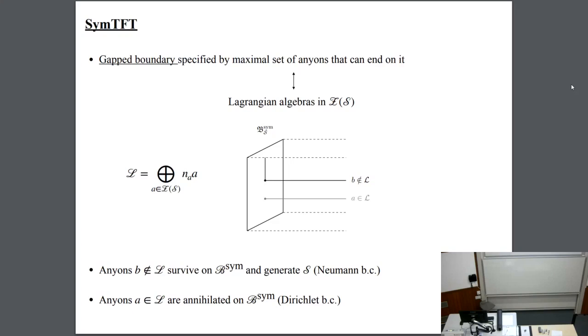They become trivial. One can think of it as imposing a Dirichlet boundary condition on them, so they are completely annihilated on this symmetry boundary. While the lines that do not appear in this Lagrangian algebra do not end on the symmetry boundary, they remain non-trivial topological lines here on the symmetry boundary. So this is like giving them Neumann boundary conditions. And these are the lines that actually become the symmetry generators on the symmetry boundary. So the slogan is that gapped boundaries are specified by these Lagrangian algebras in the 3D TQFT.